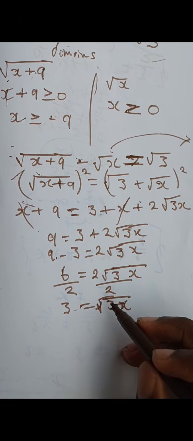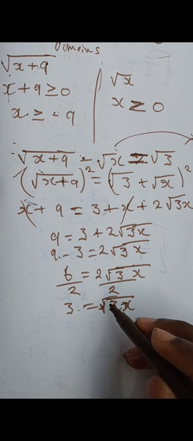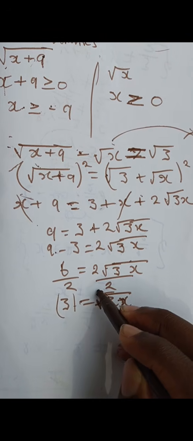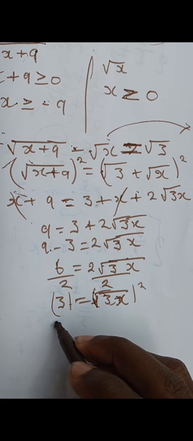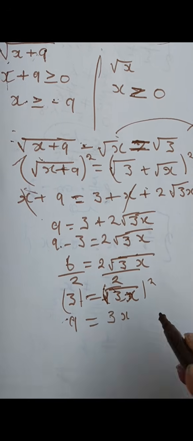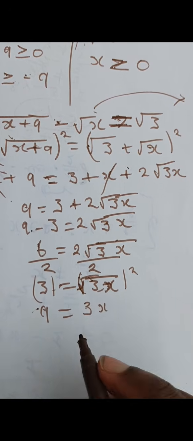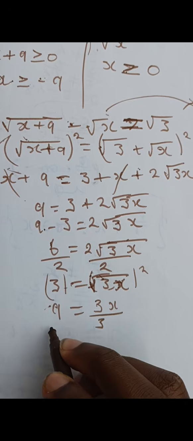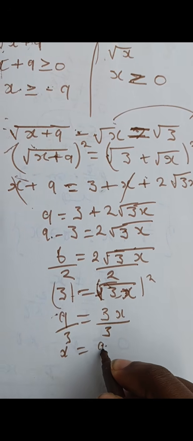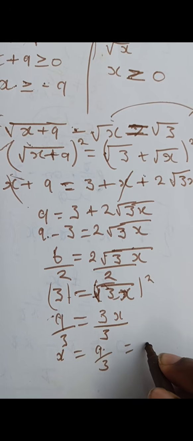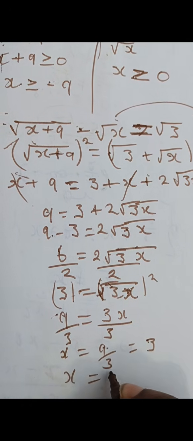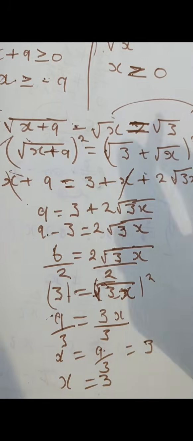Okay, so now I'm going to introduce power 2 to both sides. Here there will be 9 and here there will be 3. Alright, so let's divide by 3. X is equal to 9 over 3, which you can simplify to just 3. So x is equal to 3.